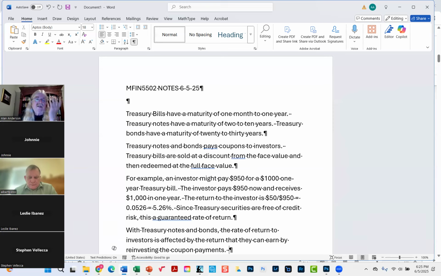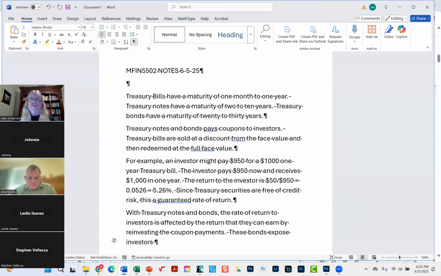Now, that's something that nobody can figure out in advance. In other words, you collect a $30 coupon, let's say, from a Treasury security. Who knows what future interest rates will look like? We don't know if we're going to get a high rate of return from those coupons or a low rate of return, or who knows, maybe we'll just spend the money. So these bonds expose investors to a special type of risk, reinvestment risk.